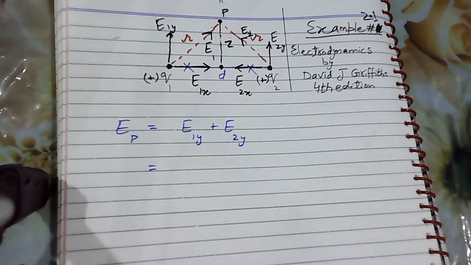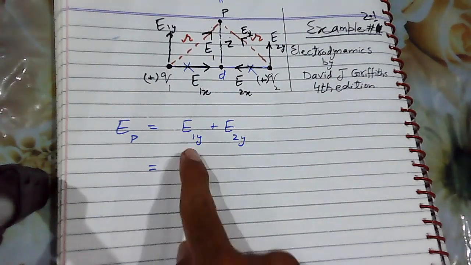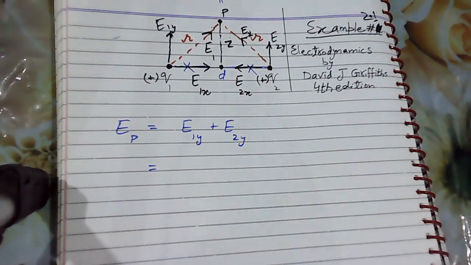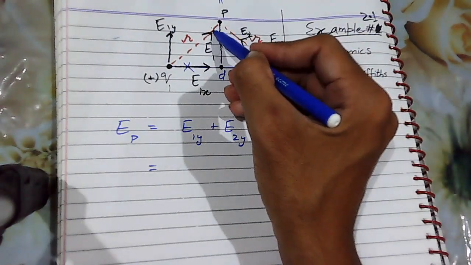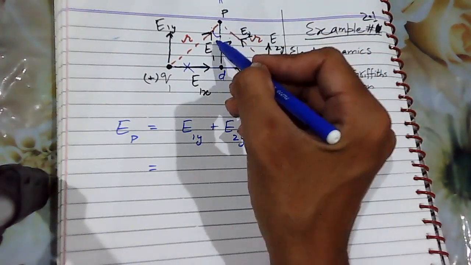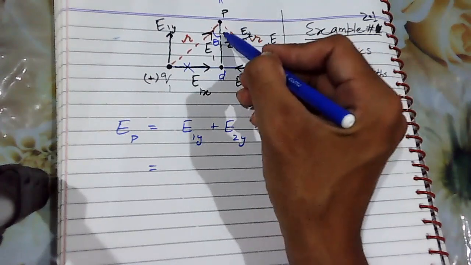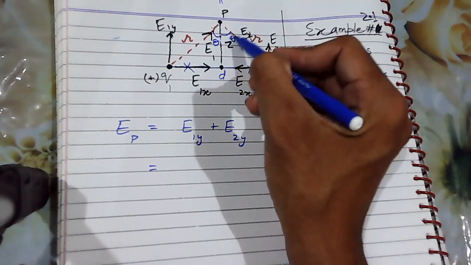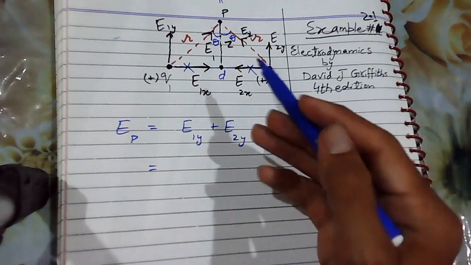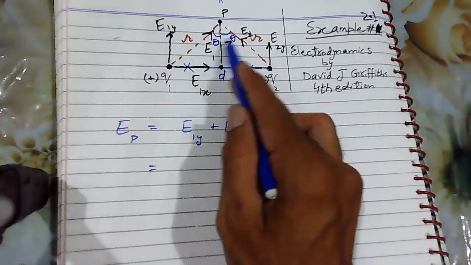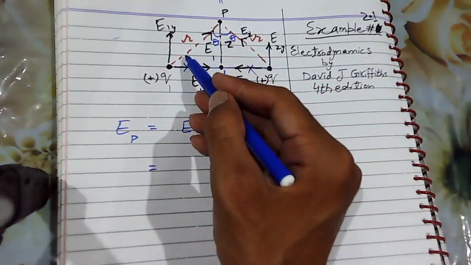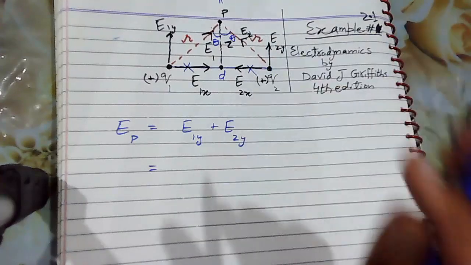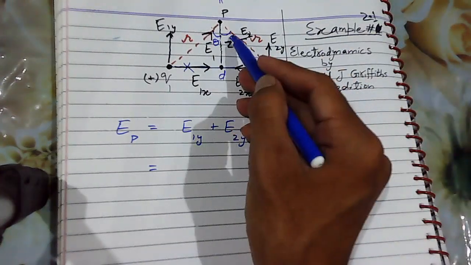Now, what is the y component of the first electric field and what is the y component of the second electric field? Listen carefully. We did not define the angle here. This angle is named as theta. This angle is also named as theta. It is not a restriction that you have to take this angle as theta. You can also use these other angles, this one and this one. It's your own choice. Here I'm using these angles.